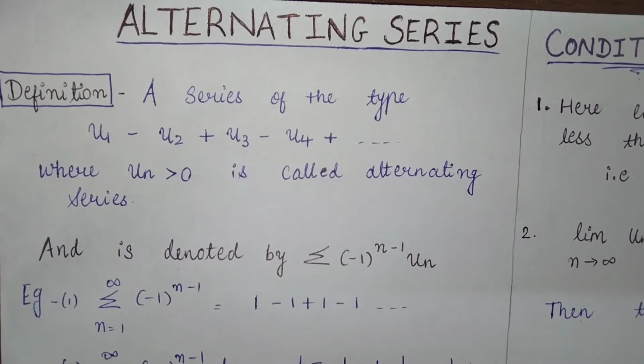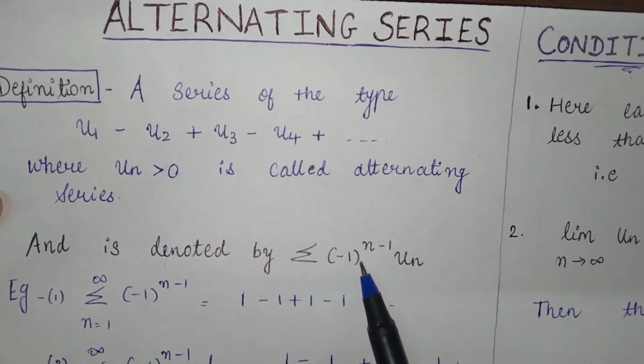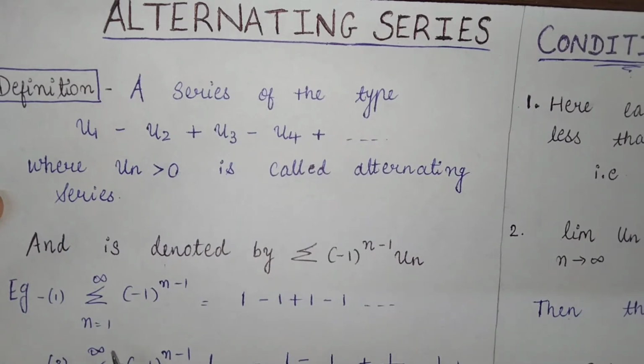So series of the type u1 minus u2 plus u3 minus u4 are called alternating series, and they are denoted by summation of minus 1 raised to n minus 1 into un. For example, summation n equal to 1 to infinity of minus 1 raised to n minus 1 gives the series 1 minus 1 plus 1 minus 1 plus 1 minus 1 and so on. Such type of series are called alternating series.